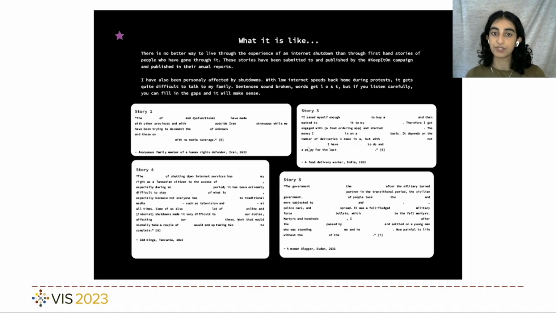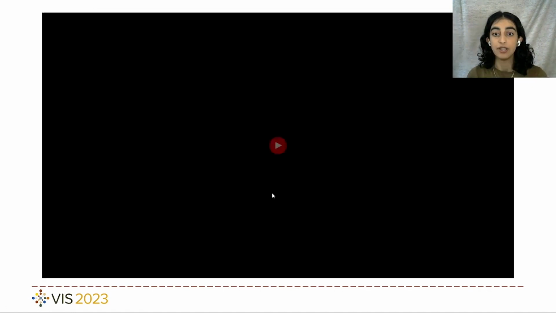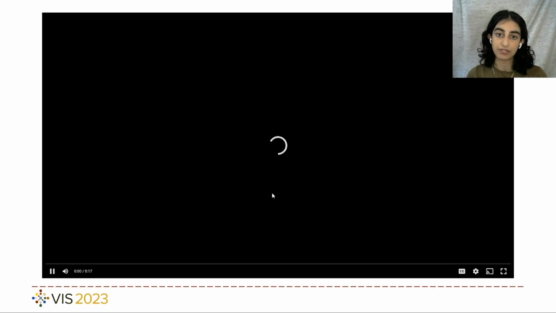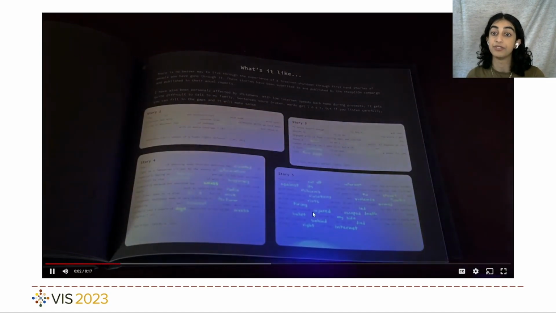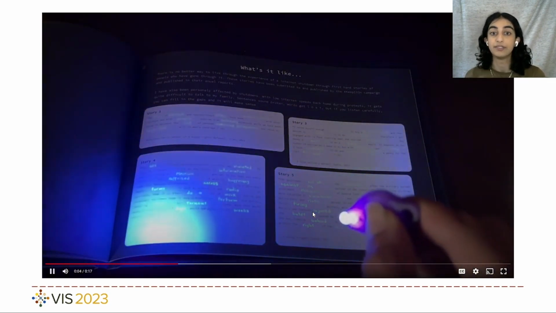We also use this to reveal text. For instance, for this one, we had some stories from people who have experienced internet shutdowns, but some of the words are missing, and the viewer has to use their flashlight to reveal this text and read the full story.